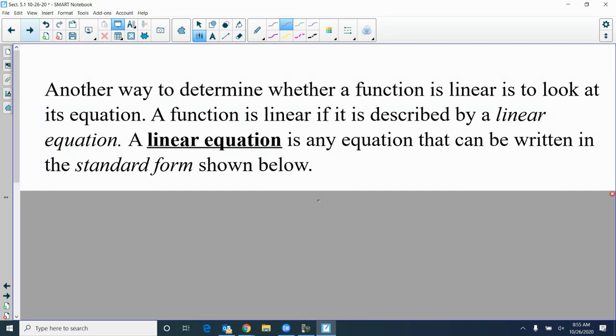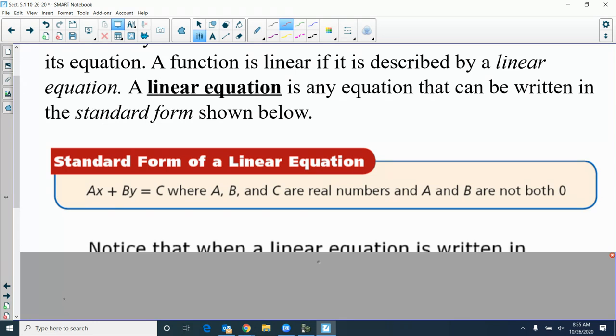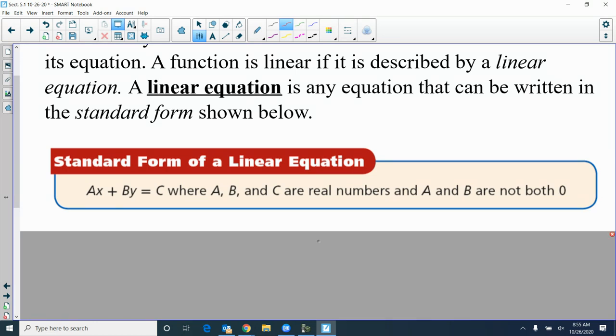A linear equation is any equation that can be written in this standard form: Ax plus By equals C. They're going to call this standard form. What I mean by that would be like 3x plus 2y equals 8. Now, there can be negatives in there. It could be -7x plus 6y equals -2. Or x plus y equals 10. Those are all linear. There's just an x and just a y.